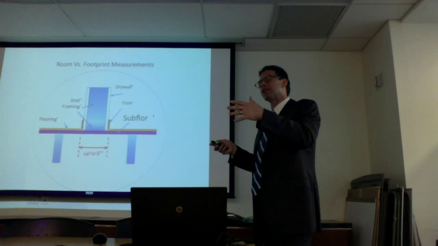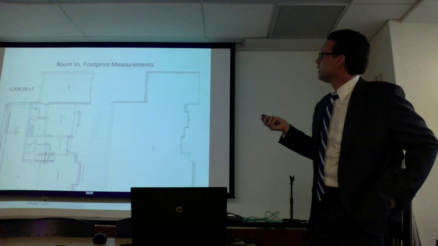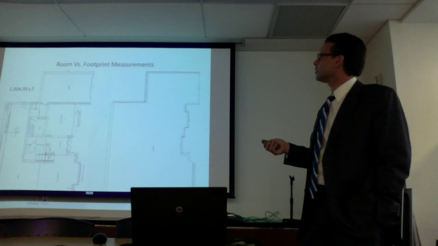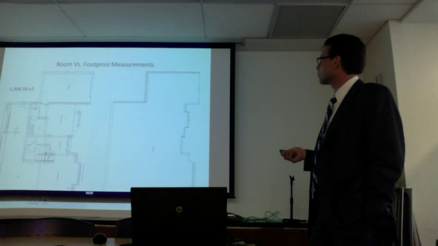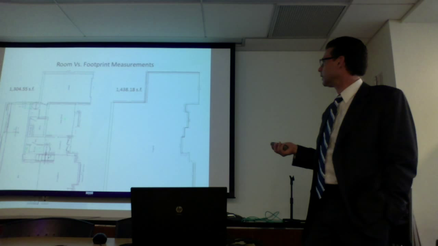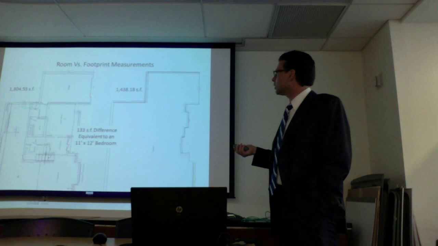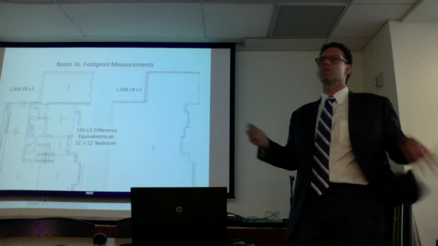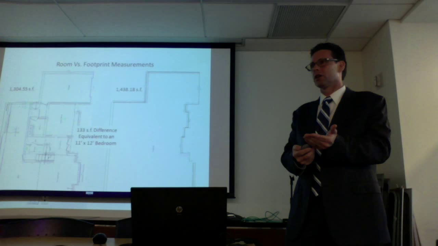So this is, from Xactimate, from an estimate, a sketch of a house, and every room in this house totals 1,304.55 square feet. When I do a footprint, it totals 1,438.18 square feet. That difference just in the square footage under the walls is 133 square foot difference, which is equivalent to an 11 by 12 room or bedroom. It's missing from the estimate just because the adjuster measured an item that goes the whole area of the house, and he measured them inside of the wall.